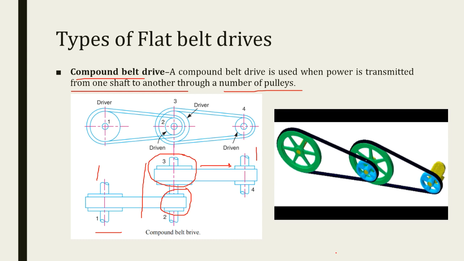So here is a small animation showing the working of the compound belt drive. This is the driver, and here you can see the driven. From here to here the power is being transmitted. On the same shaft there is one more pulley mounted, and it is transferring the power to the other shaft. So this is how a compound belt drive works.